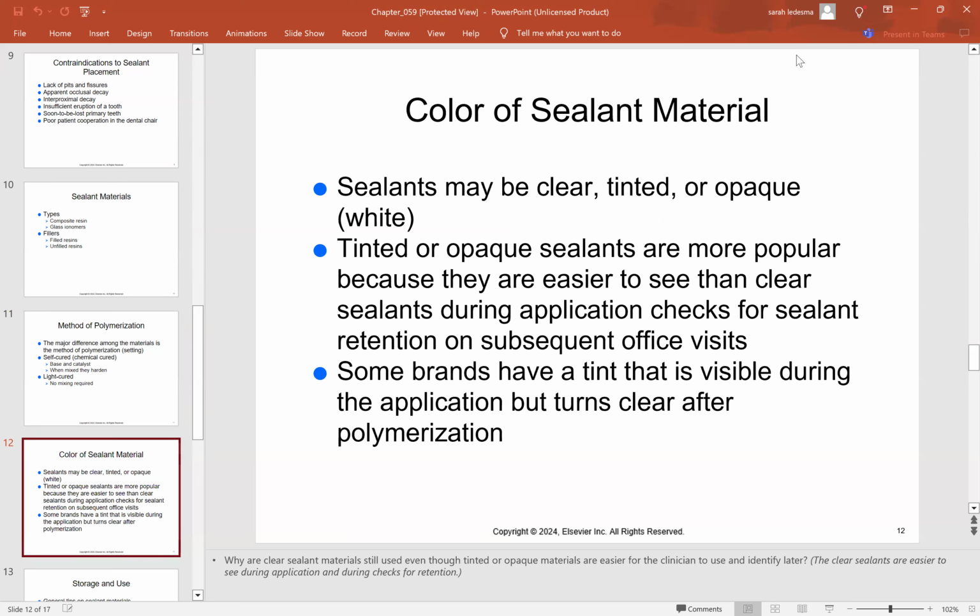Color of sealant material. Sealants may be clear, tinted, or opaque. Tinted or opaque sealants are more popular because they're easier to see than clear sealants during application, and then also during checks for retention and subsequent office visits. Some brands of sealant material have a tint that's visible during the application, but then turns clear after it's cured.